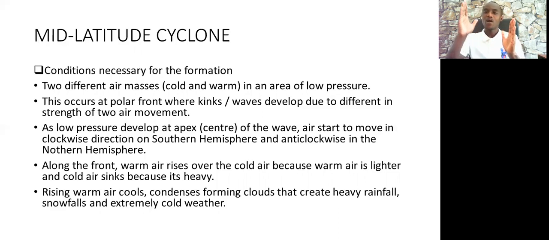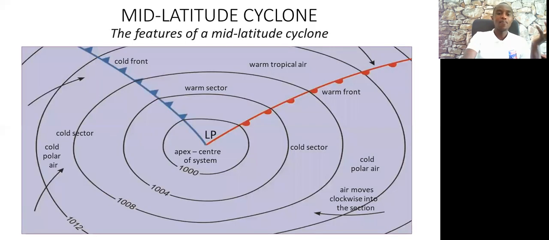Understand something here: cold air is heavy, and warm air is light. So when these two meet, the cold air sinks and the warm air is lifted up. As it is lifted up, it rises, cools down, and condenses, forming clouds that will bring heavy rainfall. Okay, that is what happens. So along the front, rising warm air cools and condenses, forming clouds, like I said.